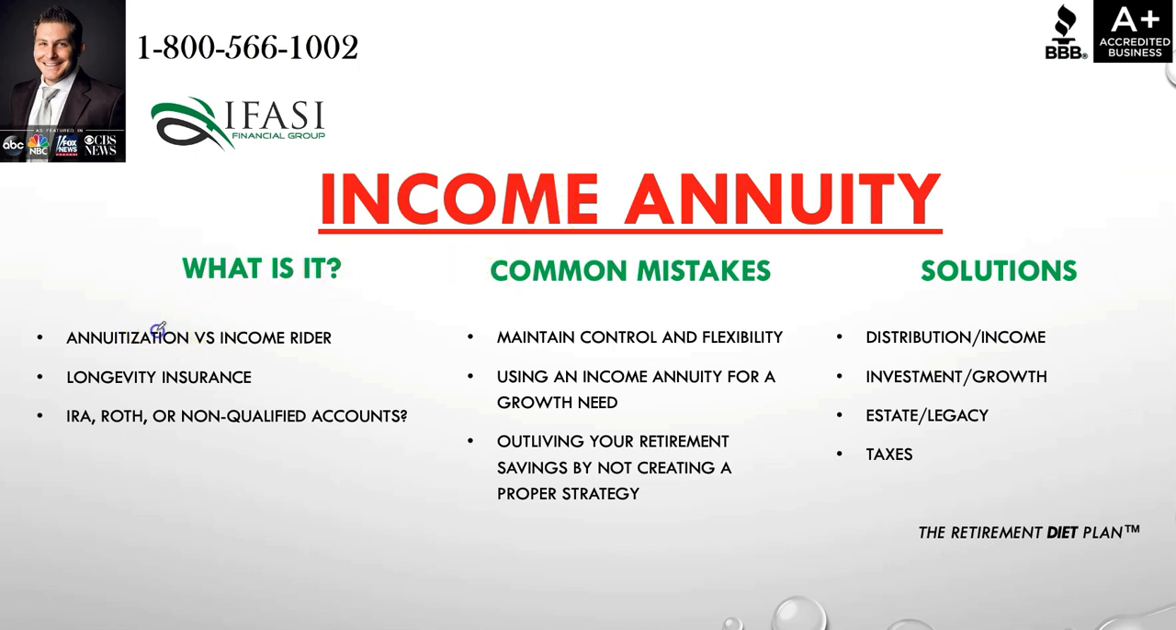So it really comes down to annuitization versus income rider. Income riders are fairly new. They came out in the early 2000s and were originally set up through variable annuities. Then fixed annuities and fixed index annuities started adding them, which addressed some of the problems that variable annuities had with this income rider attachment.